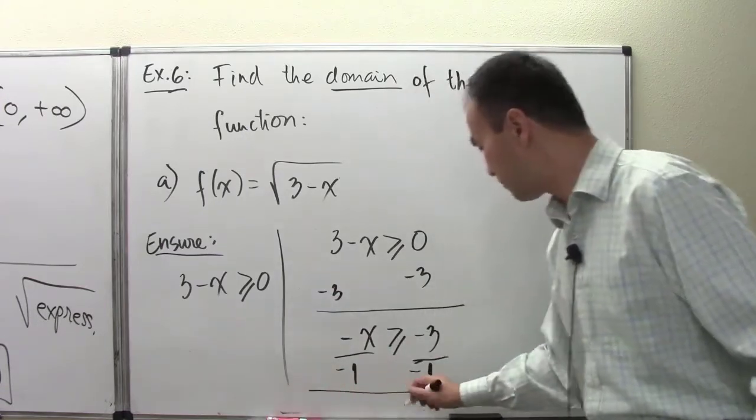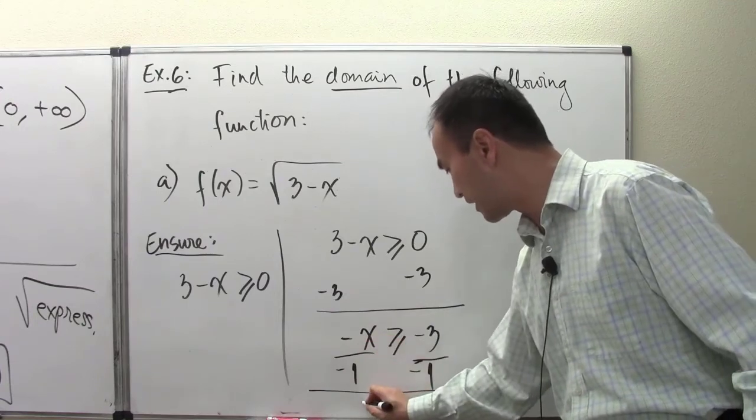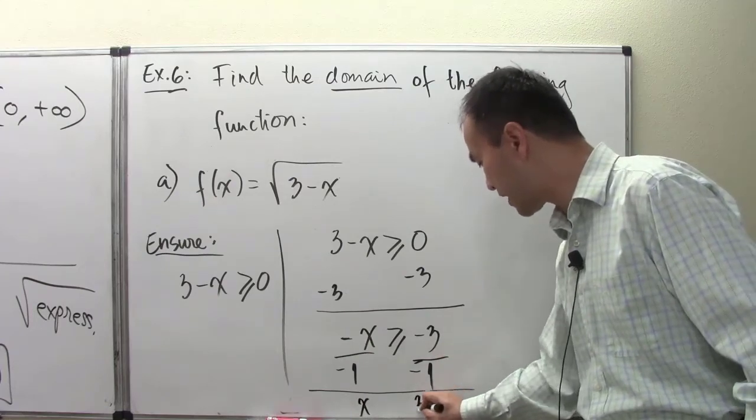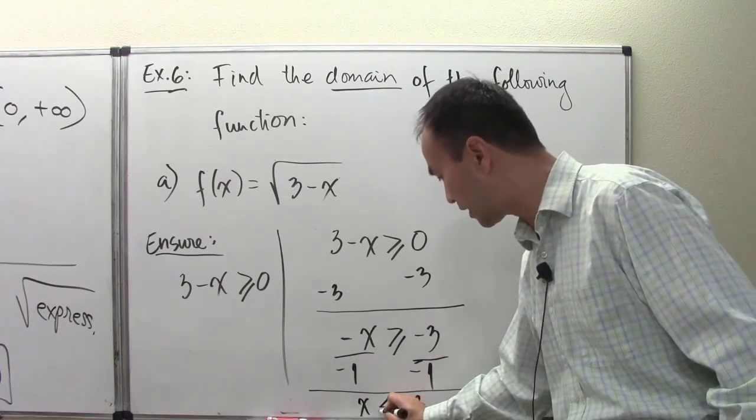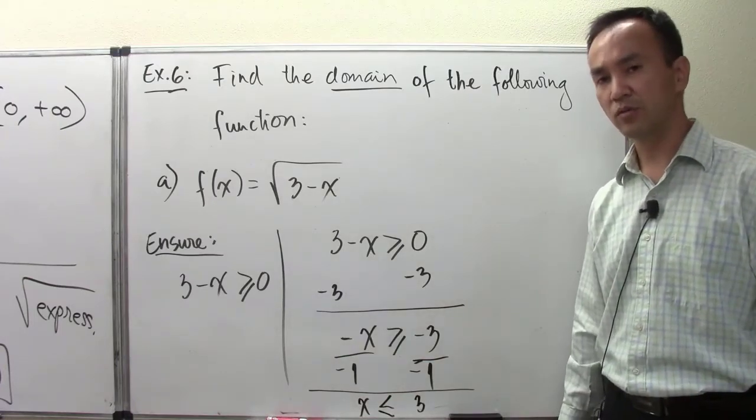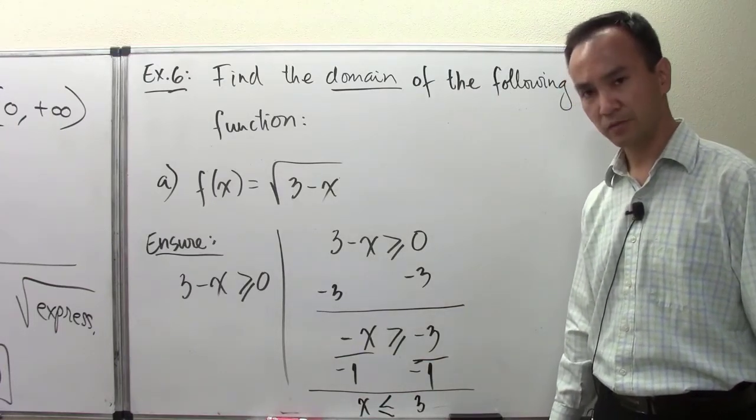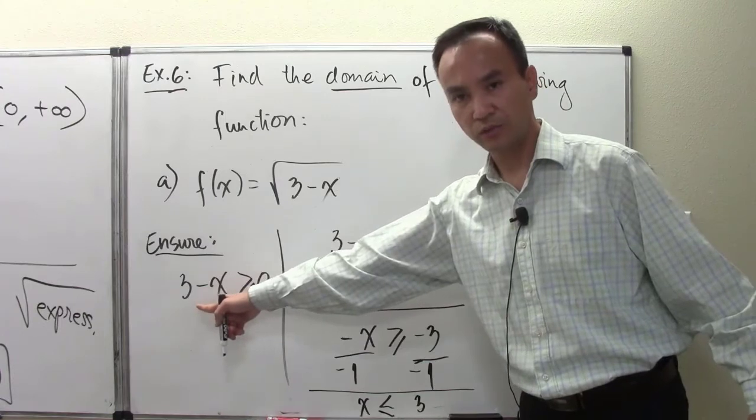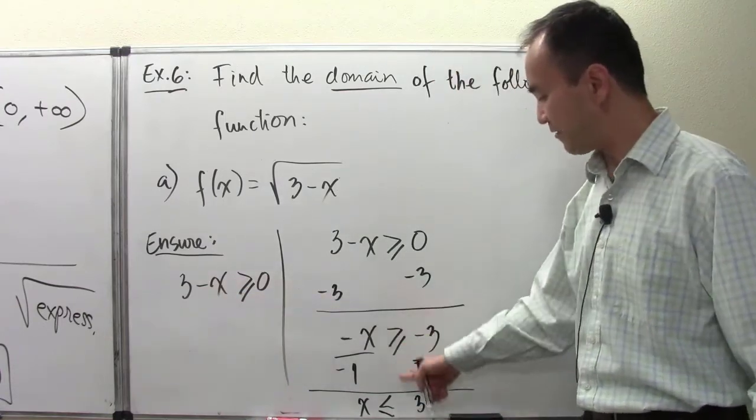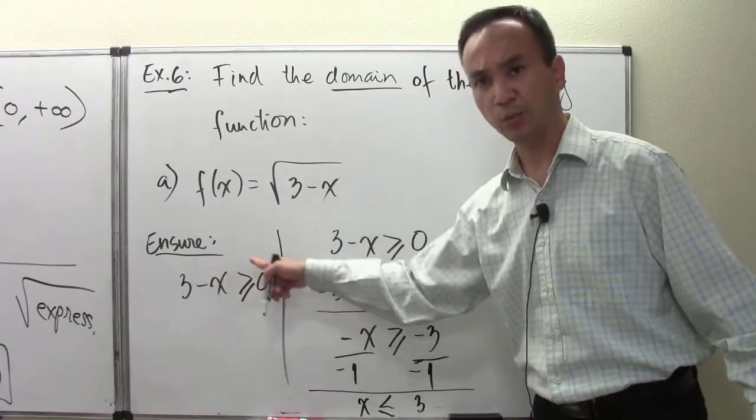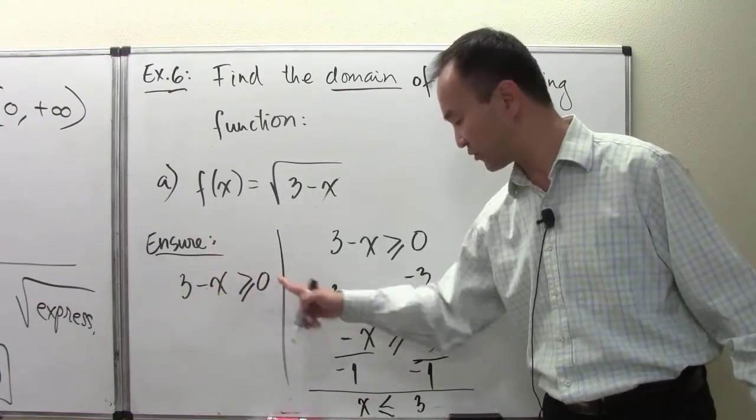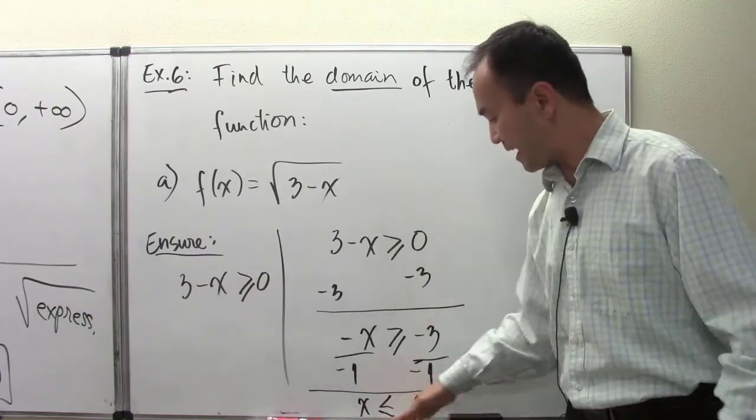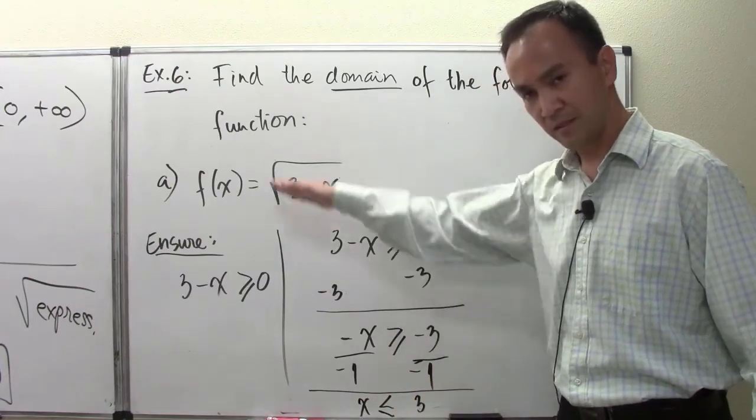So now in the next step, minus x divided by -1 gives me positive x on the left hand side, positive 3 on the right hand side, but now it's less than or equal. x is less than or equal to 3. Okay, so here's the thing. We found what we need. We needed to ensure 3 minus x is greater than or equal to 0, and we found out the only way to ensure that is to pick x less than or equal to 3. So anytime we pick x less than or equal to 3, it will work in this function.